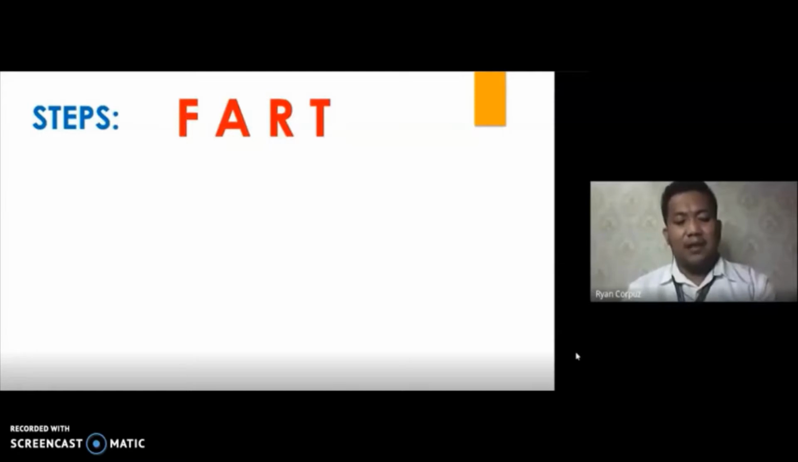So what else? What are the other things that we have to know about fart? So sabi dito, only 1% of the gases expelled in fart smells bad. 1% lang pala. Yung 1% lang pala yung chance na magiging mabaho yung utot natin.